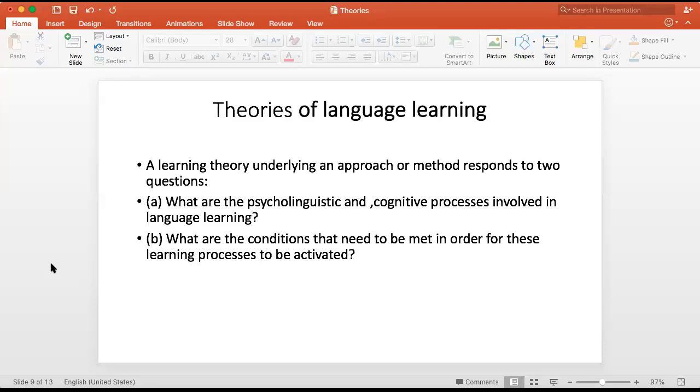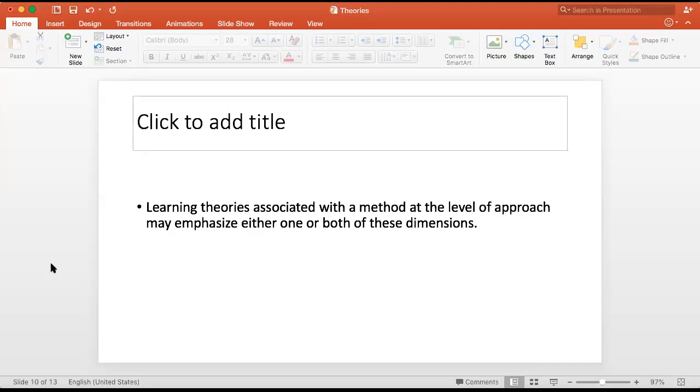I've already told you about some of the psycholinguistic processes that go into the learning of the language. I've also told you that these learning theories are associated with a method, and they may emphasize both the processes, the psycholinguistic cognitive processes, and the conditions that are needed for these processes to take place.